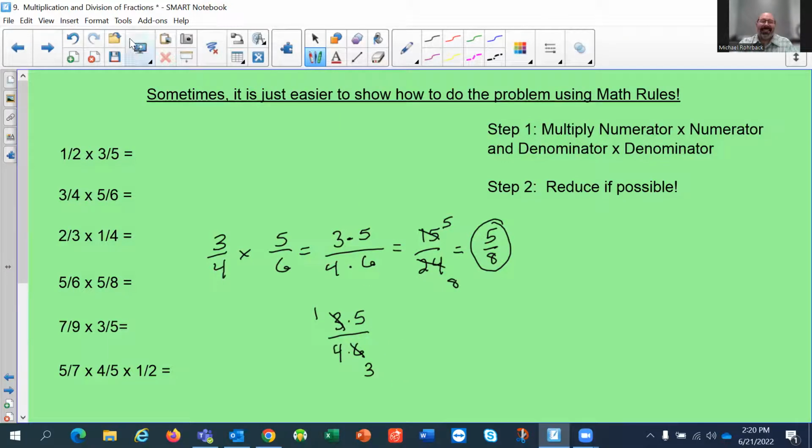No, let me wind that back a little bit. There's an easy mistake to make. 3 divided by 3 is 1. 6 divided by 3 is not 3, it is 2. So 1 times 5 is 5. 4 times 2 is 8. So it doesn't matter when we do it, but it's easier to do it here than to wait until we've made the numbers really big. And our answer is 5/8.